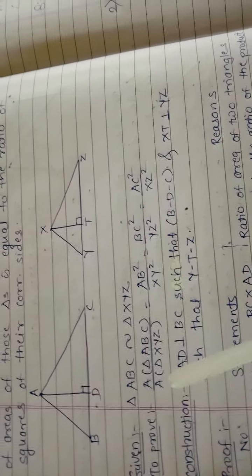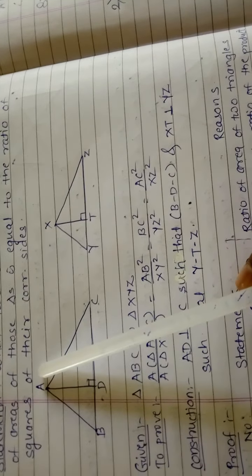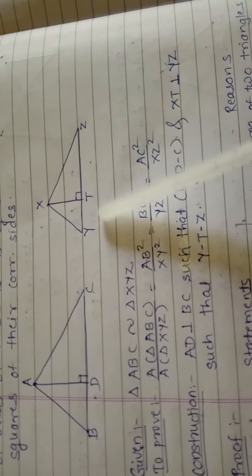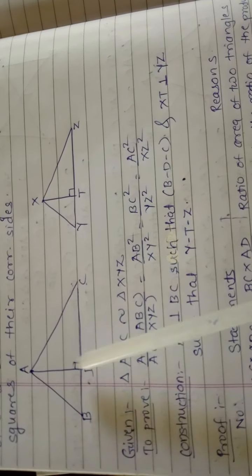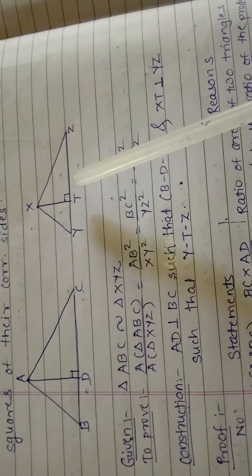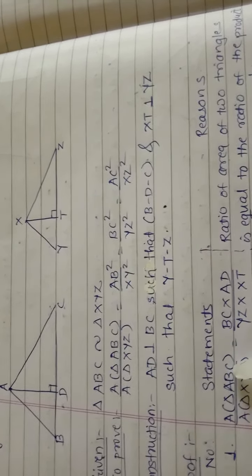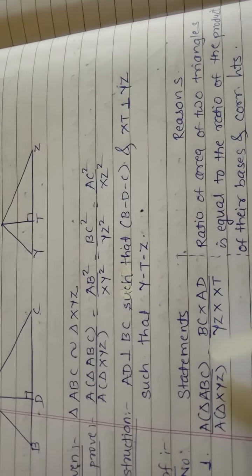Now see the construction, we are going to draw the perpendiculars. So AD is perpendicular to BC and XT is perpendicular to YZ, such that B-D-C and Y-T-Z. Now see the first statement, that is, if we take the ratio of area of triangle ABC and area of triangle XYZ.